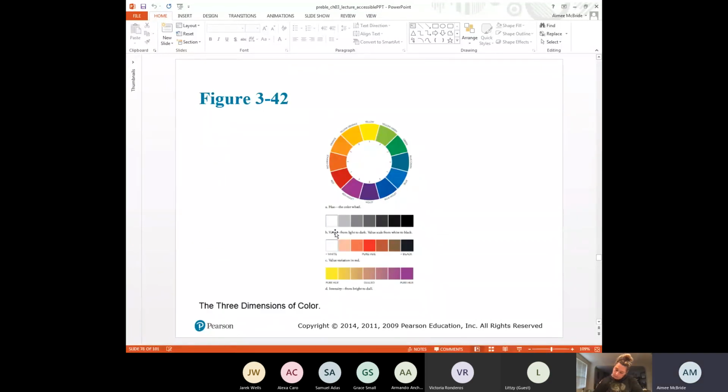And here is our color wheel. And this is actually where we're going to stop for today, because I don't want to get into this and have to rush through it because it gets a little bit complex. So tomorrow we will pick back up with our color wheel.